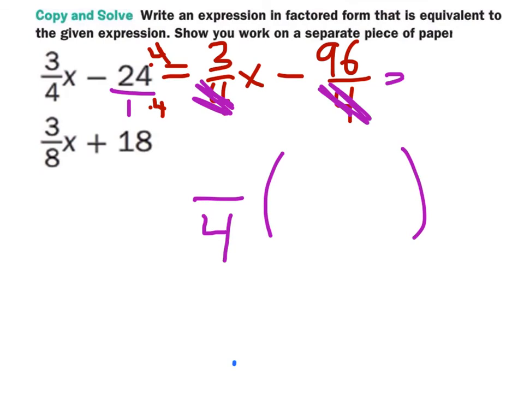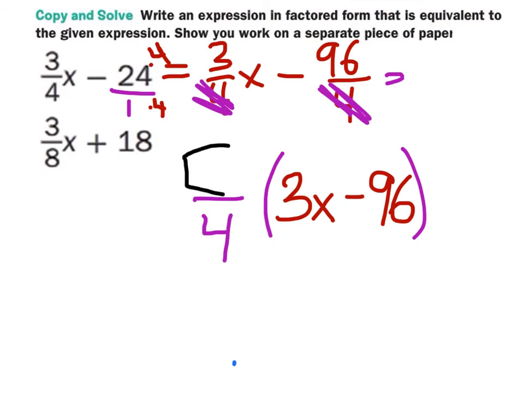And what are we left with in the expression? 3x minus 96, right? Now your greatest common factor will be the numerator, which is the top number, because that's the number that we need here. And then the leftovers stay in the parentheses. Well, what's the factors of 3? None. It's prime. So over here we've got this 3x.